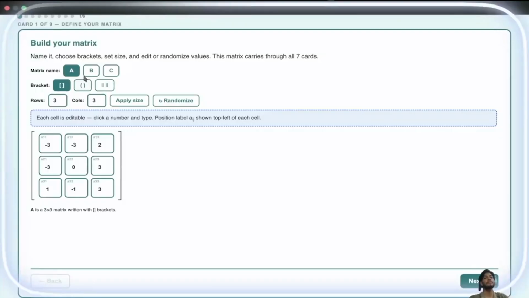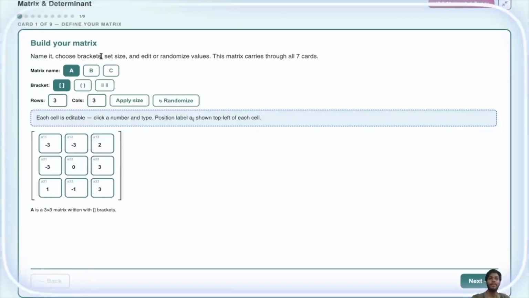First things first, build your matrix. You can name the matrix A, B or C. You can use brackets, parentheses, or this sign. You can see this is our matrix. You can take any kind of matrix, but for today's session we need a square matrix, because a square matrix has a unique inverse matrix if its determinant is not zero, meaning the matrix isn't singular.